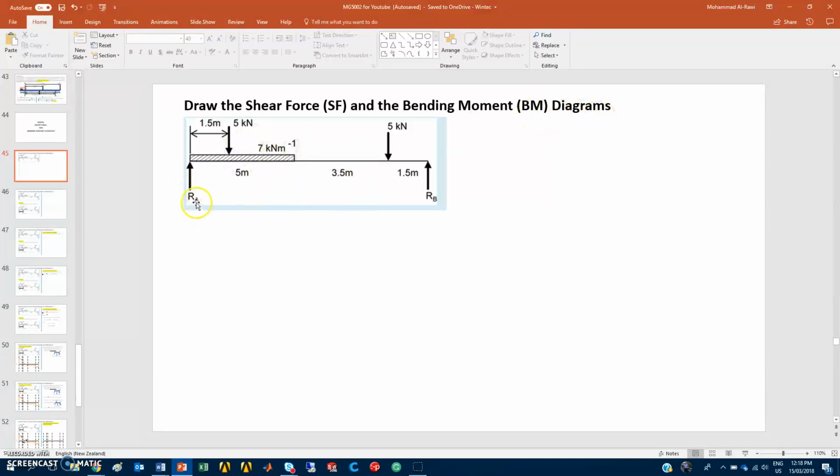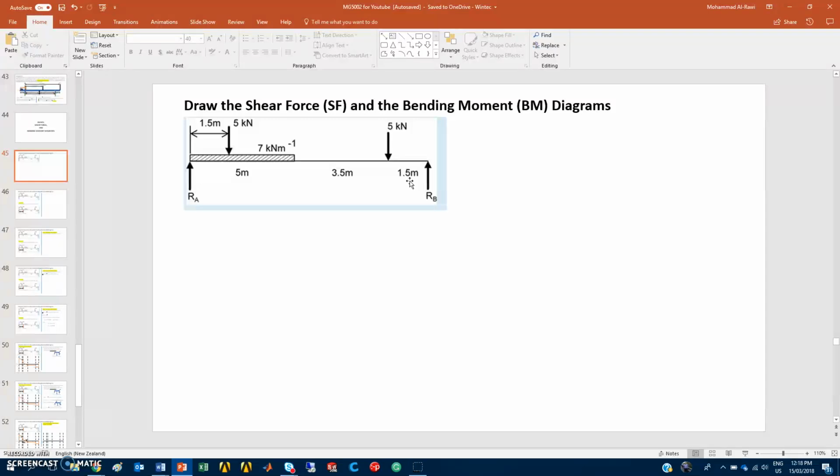So you have a support reaction at RA, a support reaction at RB, and then you have a 5 kilonewton load about 1.5 meters away from the left end. Then a UDL load of 7 kilonewtons per meter, covering about 5 meters length. From here to there is 3.5 meters, and there's a 5 kilonewton load about 1.5 meters away from the right side.